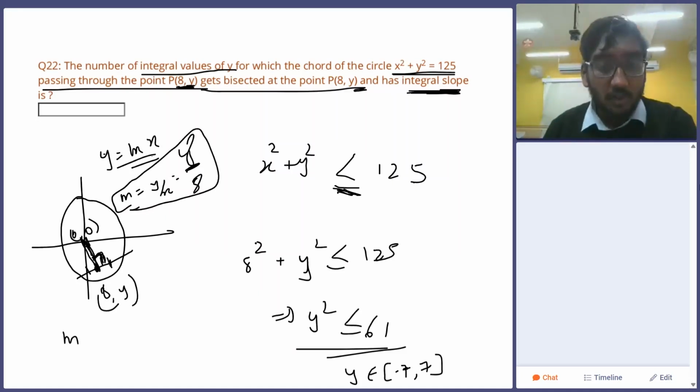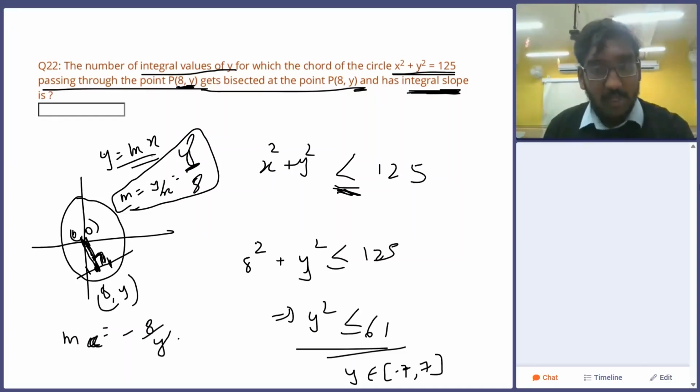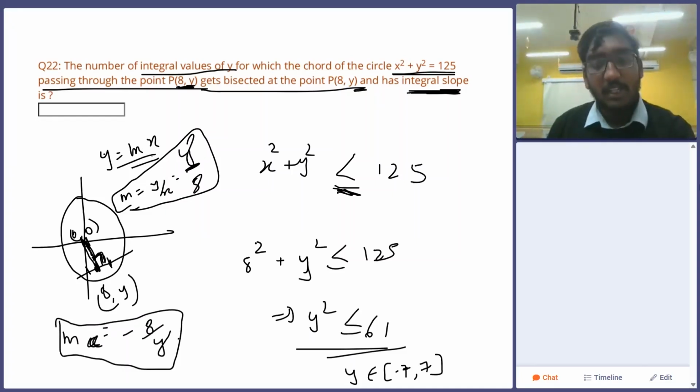What will be the slope of the chord? Let's call it mc. It will be minus 1 by this, that is minus x upon y, or minus 8 upon y. The slope of this chord is minus 8 upon y, and this should be an integer. That means clearly y can either be 1, 2, 4 or 8. It cannot be some other value. y can be 1, 2, 4, 8 or minus 1, minus 2, minus 4 and minus 8.